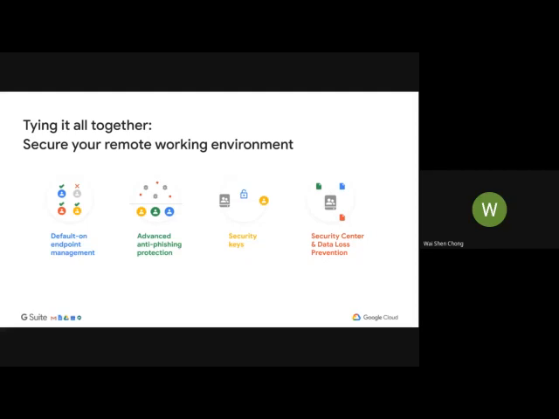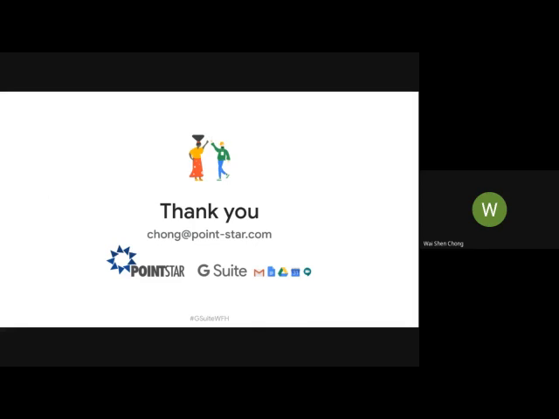So in a nutshell, tying it all together, you should have default-on endpoint management, which manages the devices where your workforce is, on the ground or in the office. And of course, you must have another important layer of advanced anti-phishing protection. You must have security keys, and you should always have a security console that gives you unified control over all the devices, all the users, and also all the logs that you should be able to investigate if there are any breaches or incidents. And of course, data loss prevention will be important. That's all for my sharing of the overview and best practices for workforce collaboration.